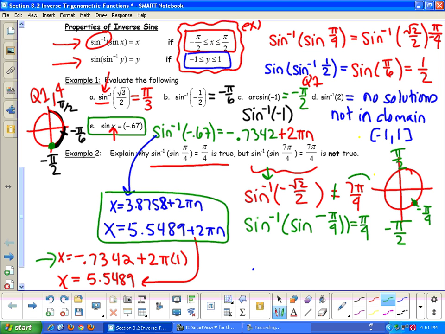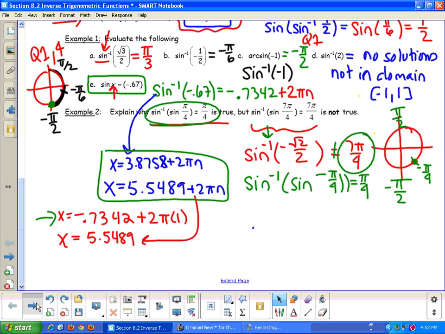But for this one, it was not true because 7 pi over 4 is not within my restricted inverse range values that we have, which again are from negative pi over 2 to pi over 2. So you have to be very careful when you're doing those problems. This one does fit within my constraint, so we're okay. So let's go ahead and go to the next part.